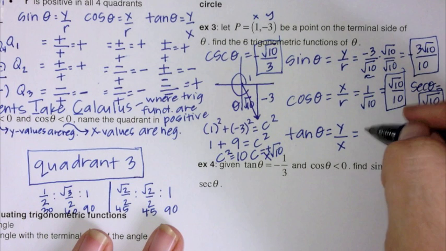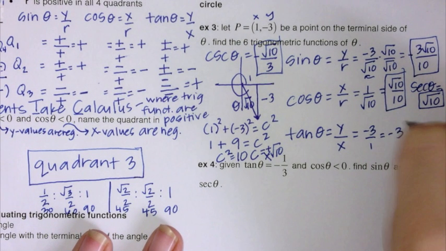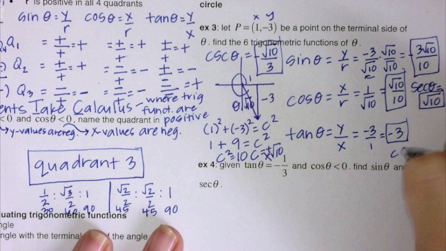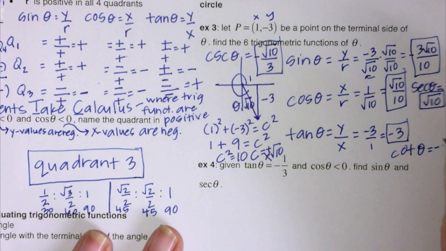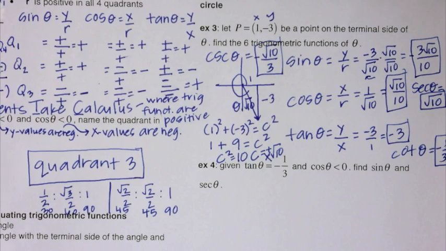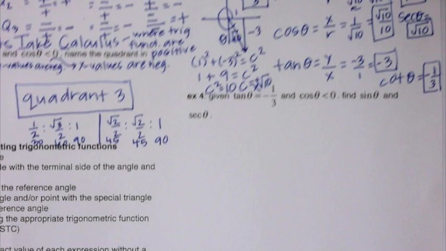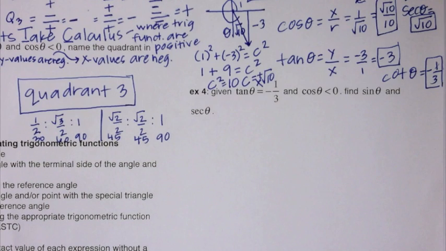Okay, y over x is going to be negative 3 over 1, which is just negative 3. And then to find cotangent theta, I flip that and I get negative 1/3. So that's not bad, right? I mean, pretty straightforward. All right. So now we are moving on to the very last example.